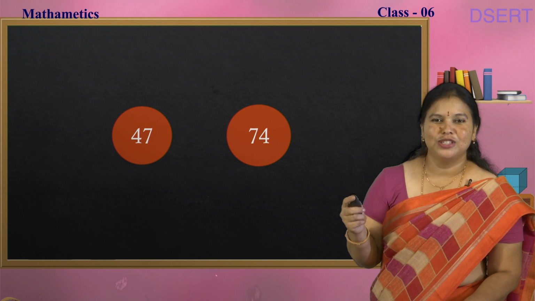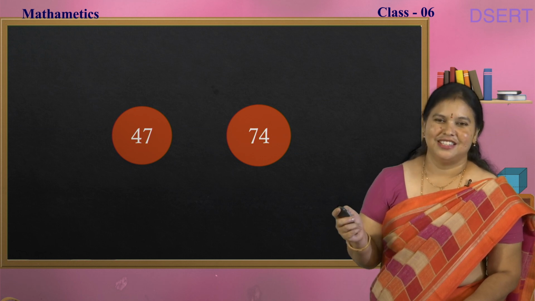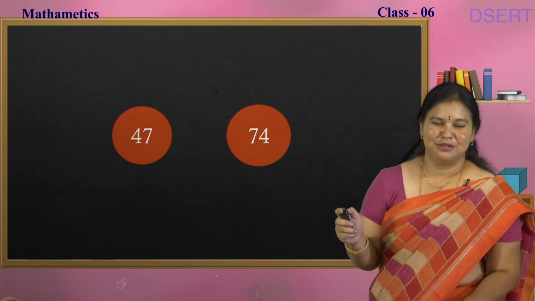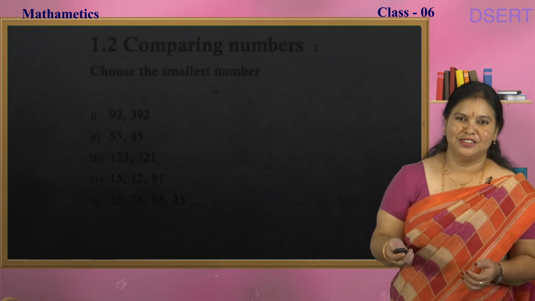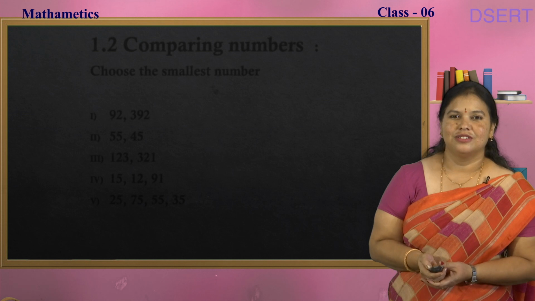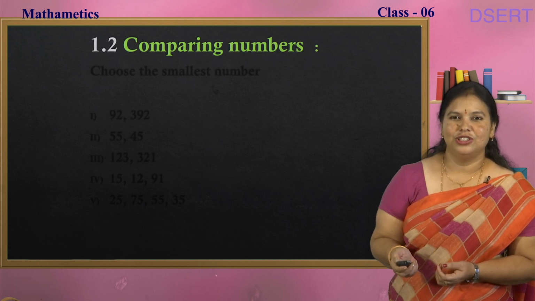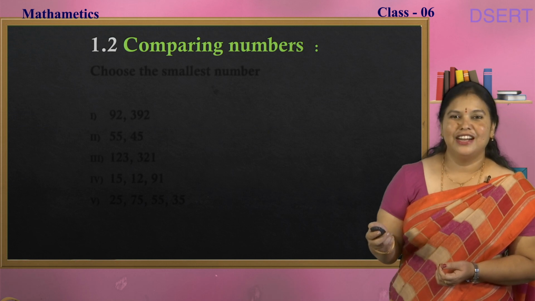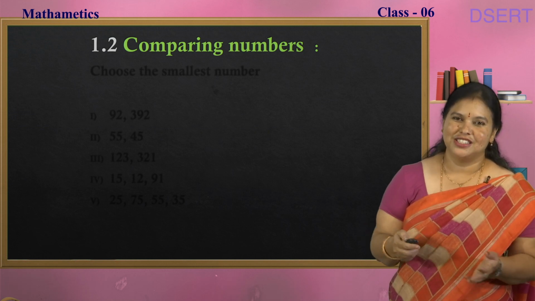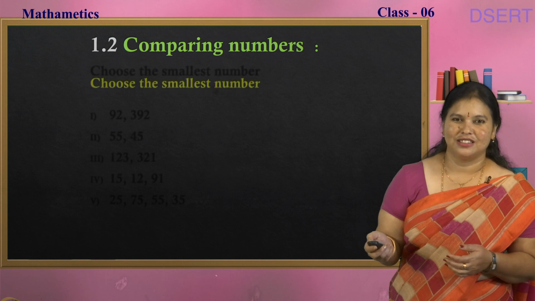Can you say which one is bigger? Yes, 74 is the greatest number and 47 is the smallest number. See the other numbers. What you have to do is compare numbers. You already know how to compare and choose the correct one, which is greatest and which is smallest.